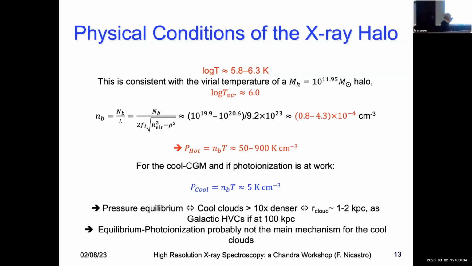All this is just to say actually that there is an inconsistency between the pressure of the cool components in the far ultraviolet and the hot components in the X-rays, which would require 10 times denser cloud in the cold clouds, which, by the way, would put the size of these clouds consistent to the size of the high velocity clouds in H1 that we have in the Milky Way. So when I say inconsistencies, I mean that it would be nice if the two components would be in pressure equilibrium.